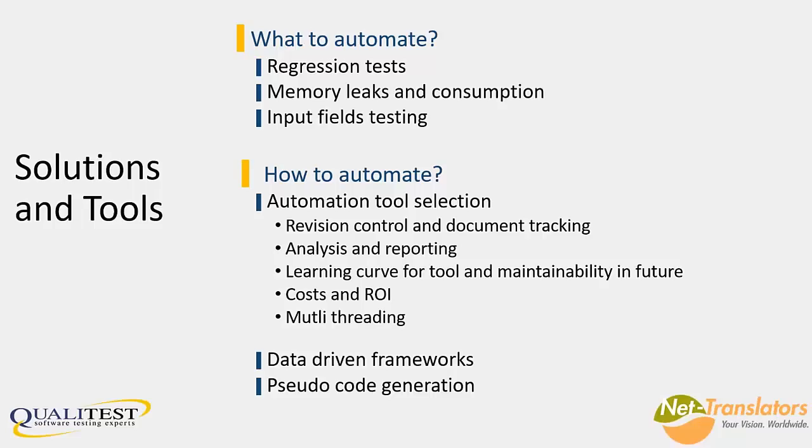We talked previously about selecting the right tool. But in addition, we would also like to recommend a few more capabilities to keep in mind. Revision control and document tracking. The revision or approval history of documents should be available in the automation tool. Revision control is usually built in with most of the tools today. So if your tool doesn't have that, then definitely you're on the wrong track.